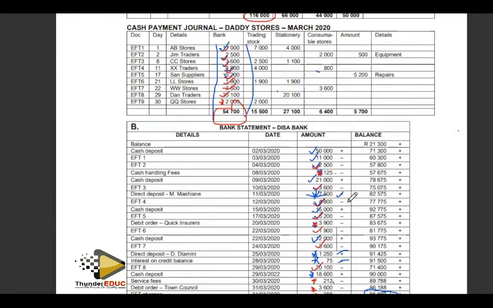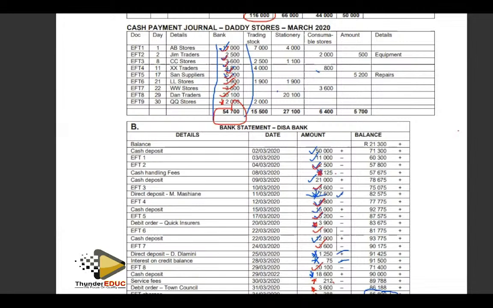We get one total, and then we record one amount. I'm going to show you. So we are going to add 125 plus only the bank charges. Service fees was plus 212 plus 388. So I'm getting 725.